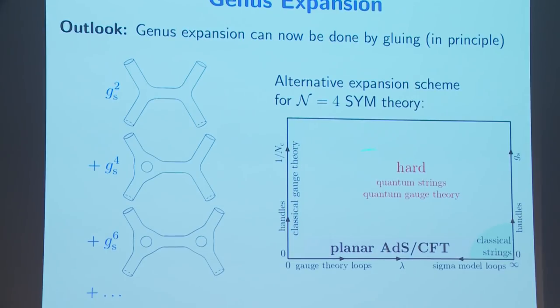And that would be, in this picture, where in gauge theory you usually start with a classical gauge theory and then do a loop expansion to go towards the middle. This may open another way of approaching the middle of the diagram by starting at this line and then doing the genus expansion and going from here, where you can get exact results going perturbatively towards the middle of the diagram.